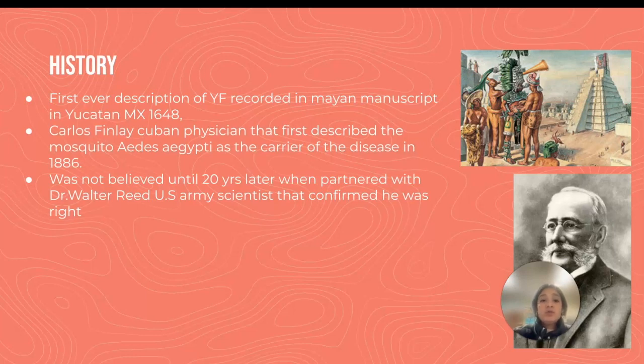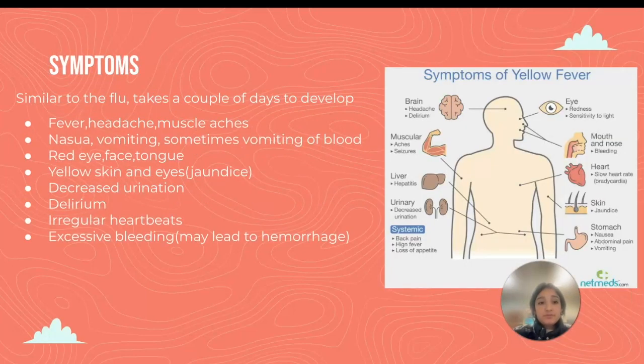Walter Reed, who was a very well-known U.S. Army scientist. Once they worked together, Walter Reed confirmed that he was correct: the virus was transmitted through that mosquito. Whenever the first ever description of yellow fever was recorded, they weren't really sure how this virus was being transmitted. They didn't really understand how people were getting sick, so it wasn't until later on, when things started getting more advanced, that people began to realize that this was because of the mosquito.